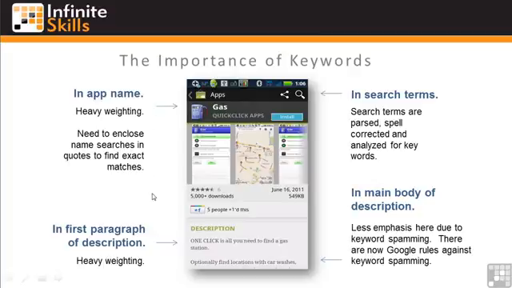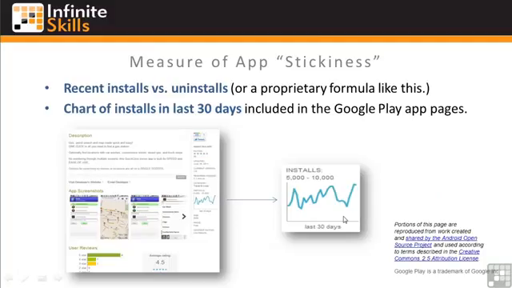Google now seems to be placing special importance on the first few lines or first paragraph of the description. Keywords are also important in the body of the description, but due to keyword spamming, Google seems to be placing less emphasis on them. As a note, Google has recently implemented a rules policy against keyword spamming. And Google has also added a measure of app stickiness using a proprietary formula that measures recent installs versus uninstalls. And it can be visualized by using the recent installs chart on the web version of Google Play. A chart line moving up would show an app with a good sticky factor.